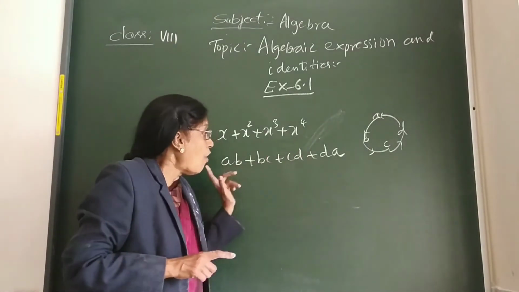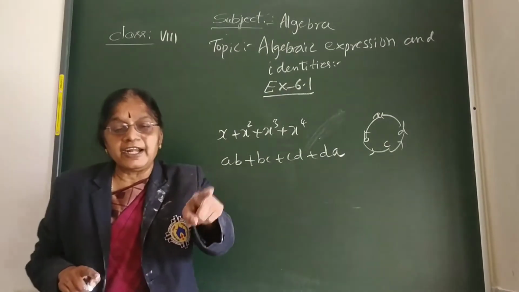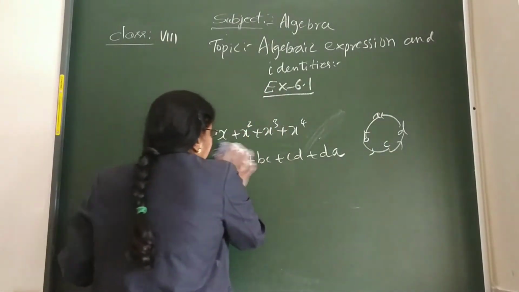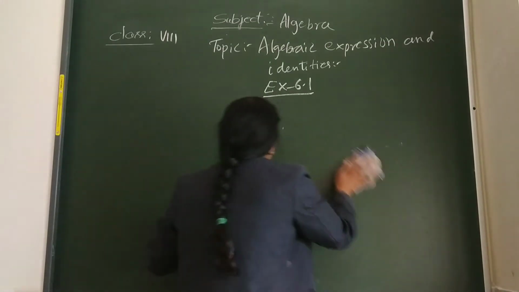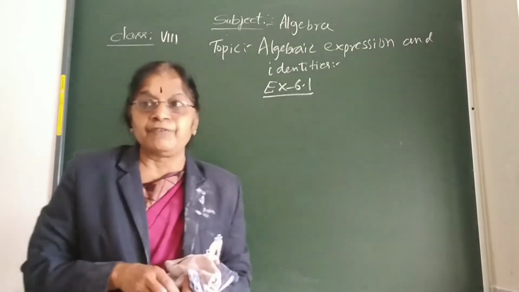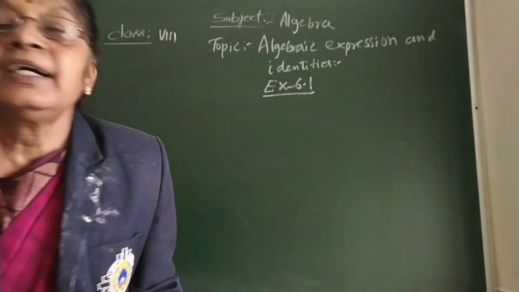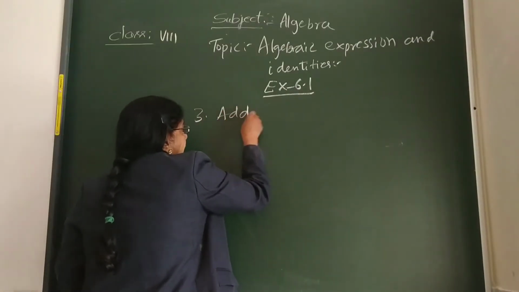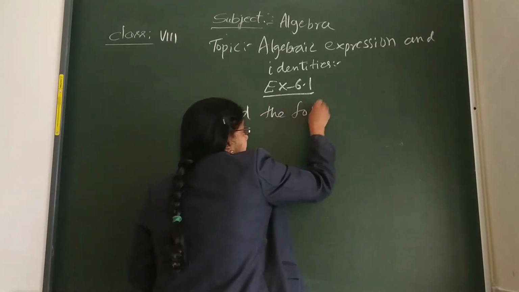Repetition is there. All the variables are not different. So this cannot be called a polynomial. So in the second sum, these two are not called polynomials. I have already given you the reason for that. Now we will move to the third way, which is called "add the following."